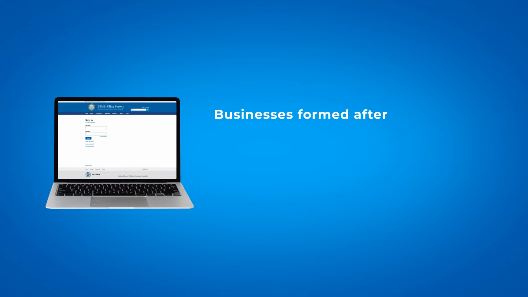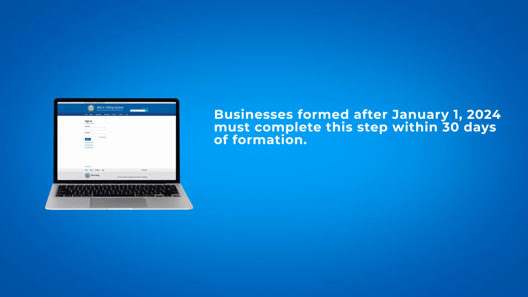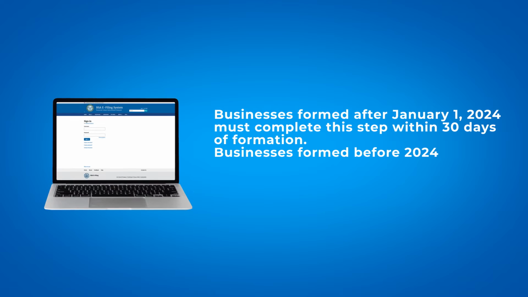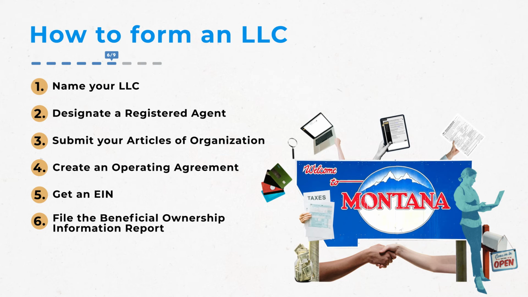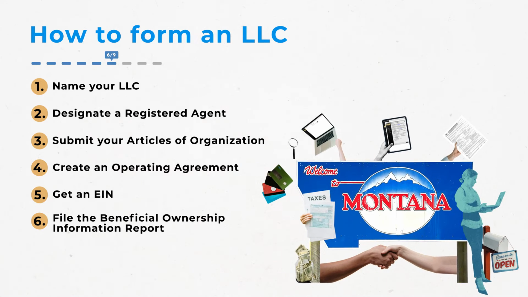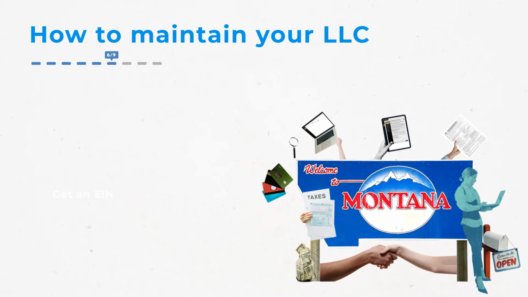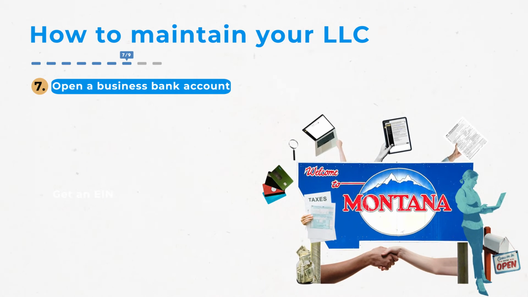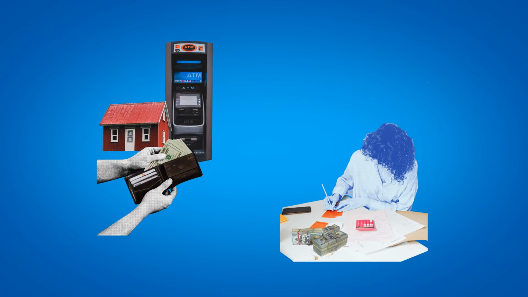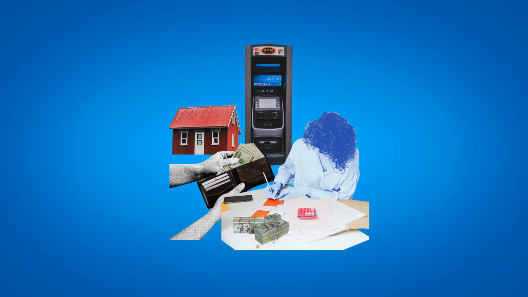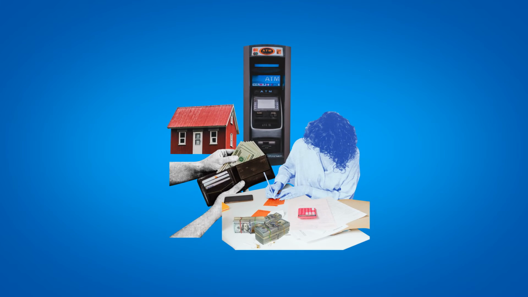Businesses formed after January 1st, 2024 must complete the step within 30 days of formation. Businesses formed before 2024 have until January 1st, 2025 to complete it. Now that you've taken care of your LLC's initial needs, you need to maintain your business. Step 7 is opening a business bank account. Mixing personal and business finances potentially erodes the separation between you and your LLC and puts your LLC's limited liability in jeopardy. So a business bank account can help keep that separation intact.